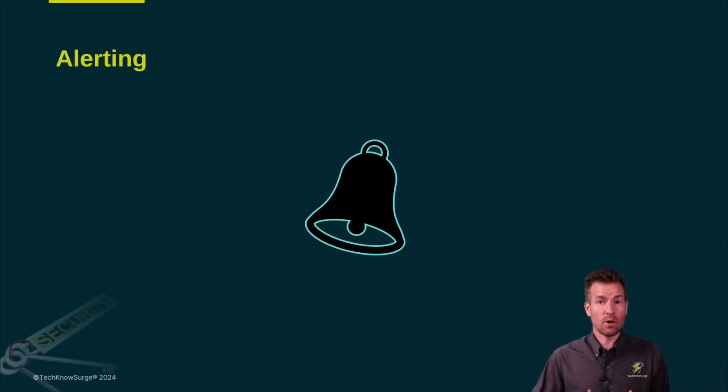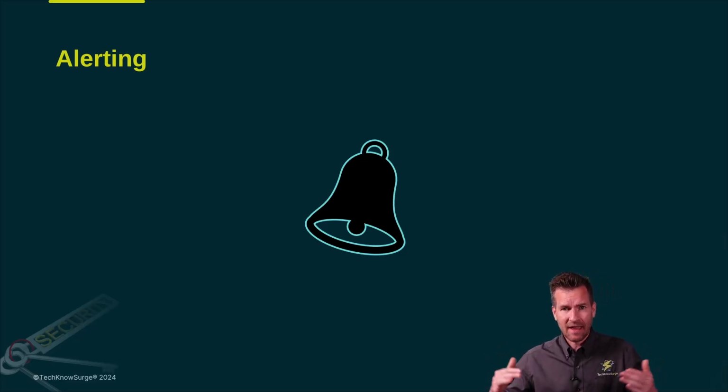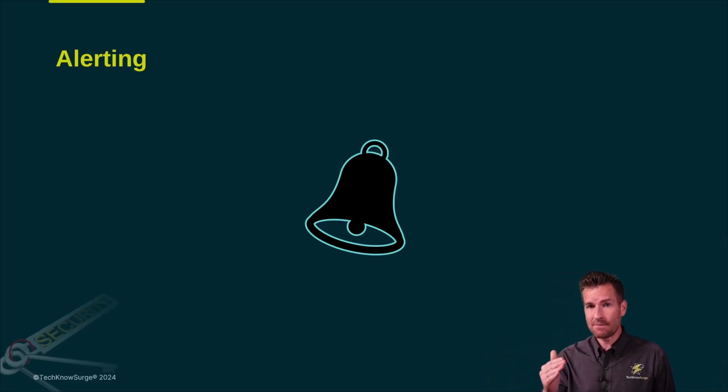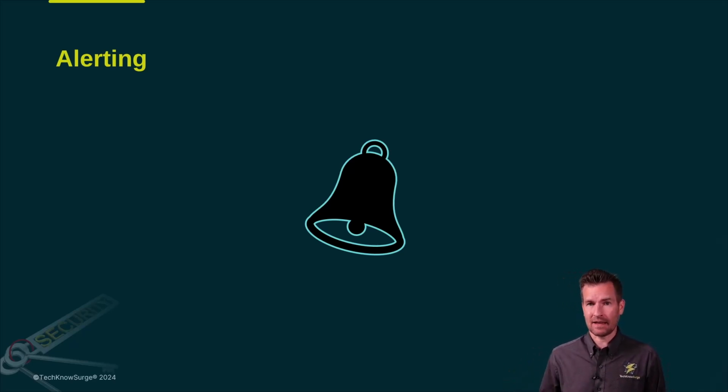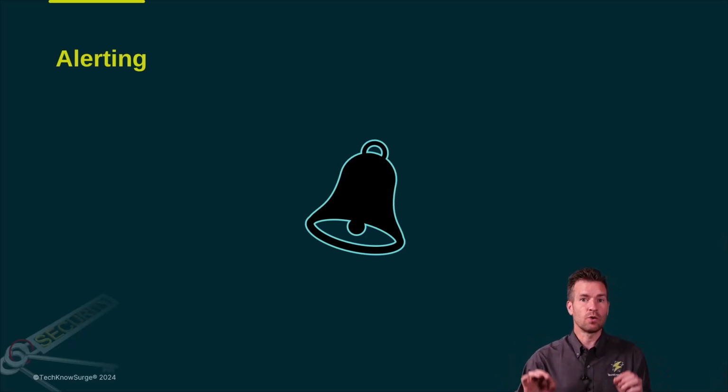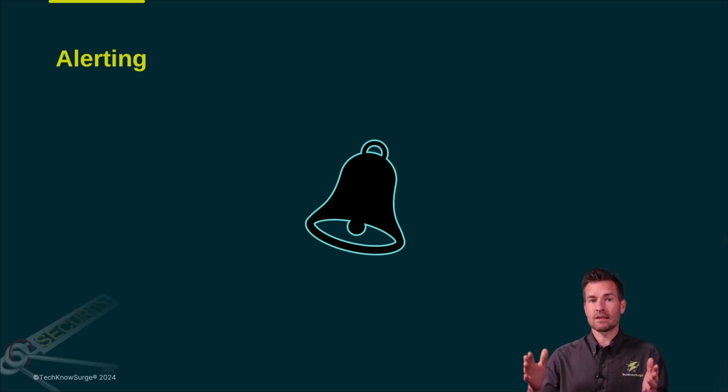Alerting is that capability, when things get too far off, out of scope of where they need to be, that there is some sort of alert that tells us something is happening. So this could be a dashboard that we look at on a regular basis. It could be an email, a text message, a phone call, something along those lines that lets us know that we need to look into our systems because something is off.